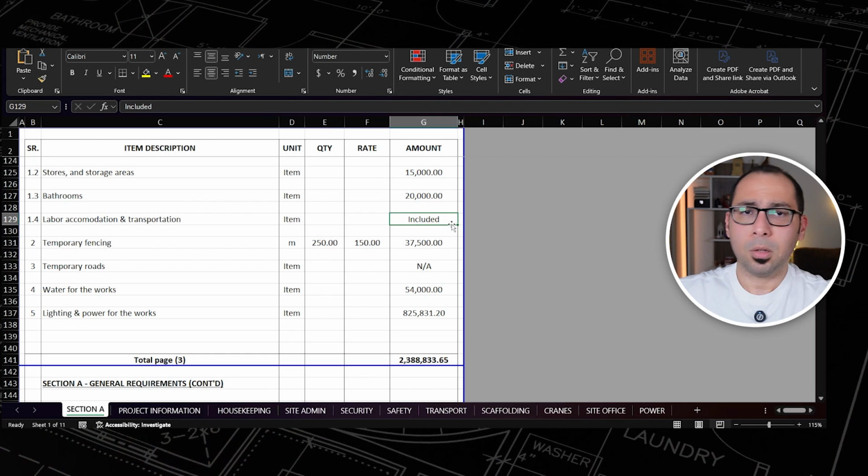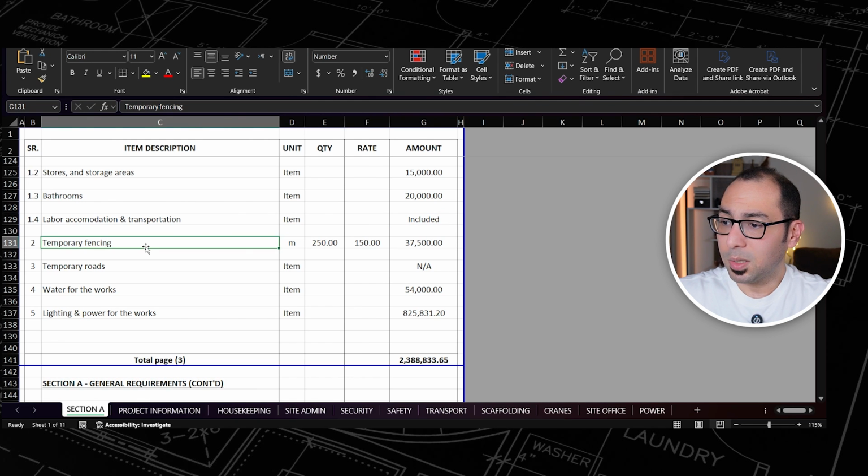Then labor accommodation and transportation, and we allowed for this previously for the transport of work people. But for the labor accommodation here, if you will provide a specific accommodation for the laborers of this project, then this cost will come here. But for me, I am loading this cost on the activities themselves. So for me, this part is included.